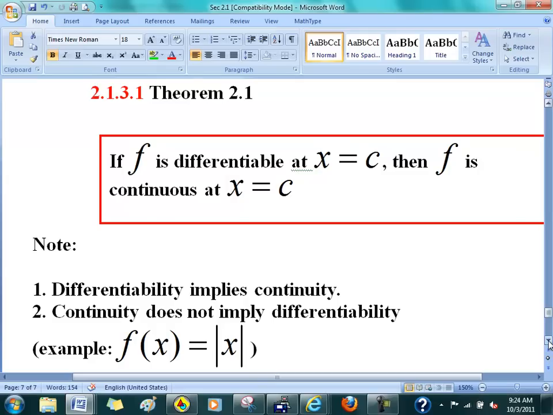Okay, so if a function is differentiable, then f is continuous. In other words, if you can differentiate a function, then it's continuous. That's number 1 in the notes there. Number 2 in the notes tells you it doesn't have to work the other way, and I'll explain that in a minute. So if you can differentiate a function, it's continuous. However, if it is continuous, no guarantees that you'll be able to differentiate it.